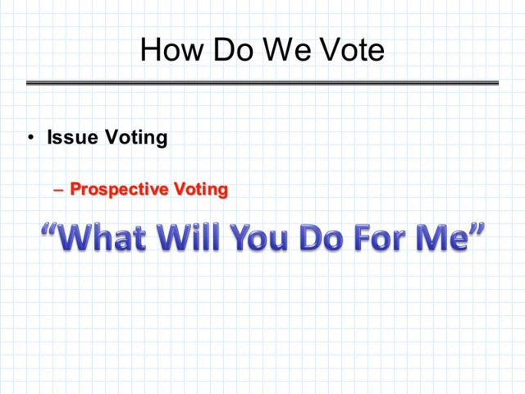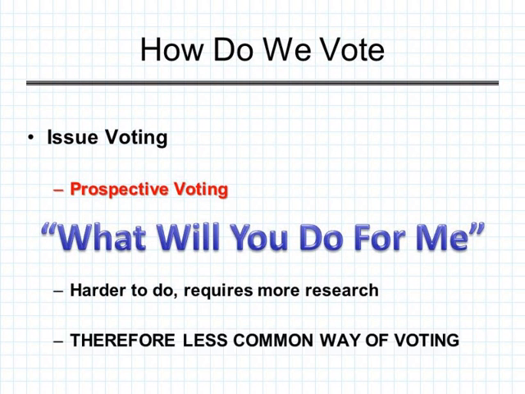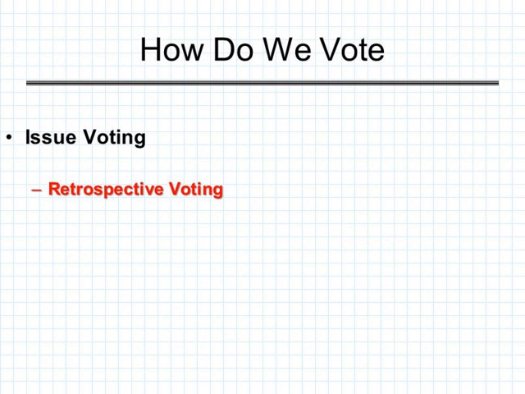It's much harder to do prospective voting because we have to do research. We have to try and figure out how this candidate would act if he or she was elected. And since it's harder to do, it's the least common way. Most Americans don't use this prospective voting thought pattern when they're deciding who to vote for. Rather, what most individuals in the United States do when they're voting is they're still voting on the issues, but they're doing what's called retrospective voting.